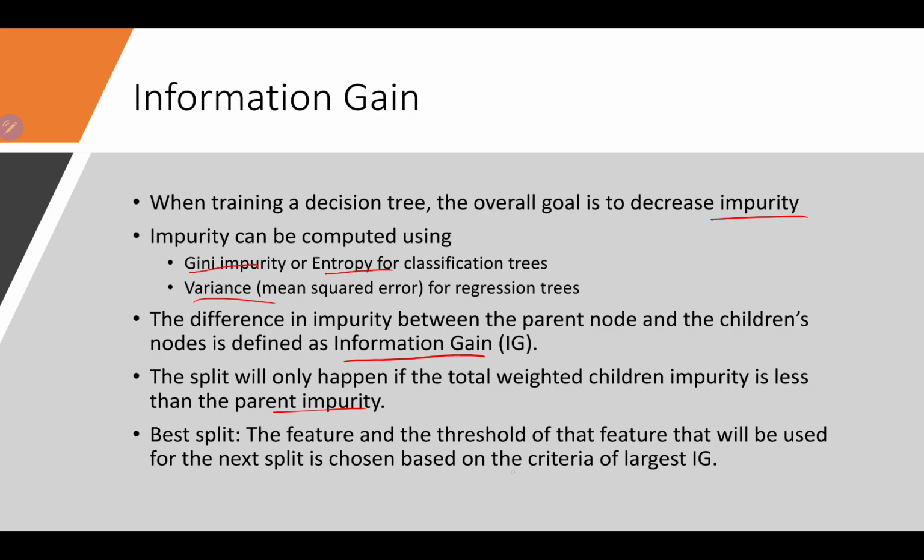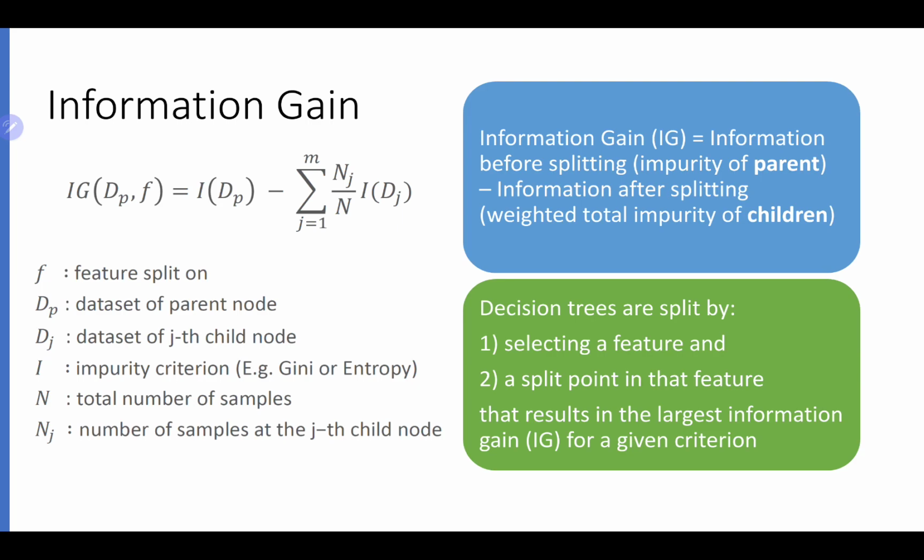The best split is the feature and the threshold within that feature that will be used for the next split, right? And it's chosen based on the criteria of the largest information gain. So again, the difference between the parent node, the impurity value there, and the children impurity value, this is called information gain, right? Impurity can be calculated either by using the Gini index or the entropy values. So once those are calculated, the difference between them, we try to maximize it. That's it, basically. That's the definition of the information gain.